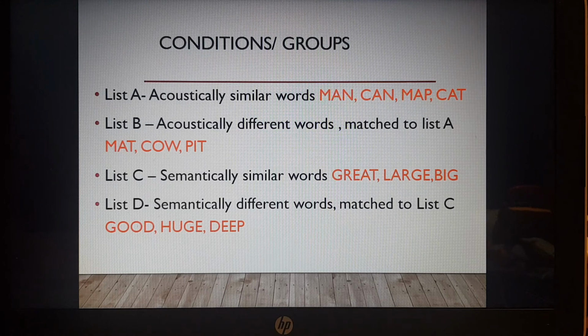List 3, or list C, was semantically similar words. So these were words that were very similar in terms of their meaning. Examples include great, large, big, etc.